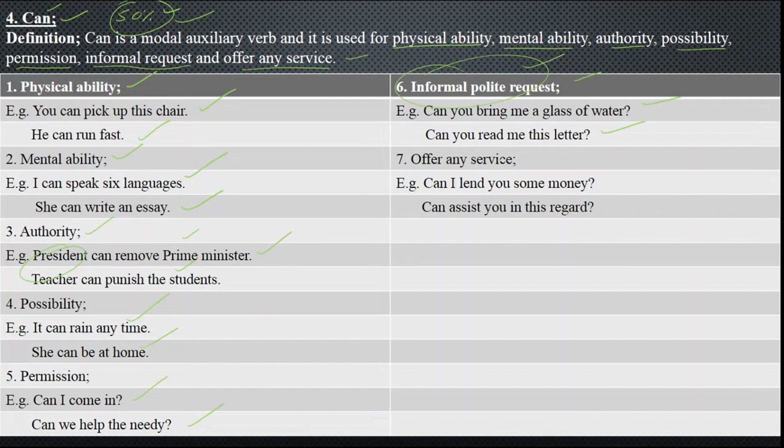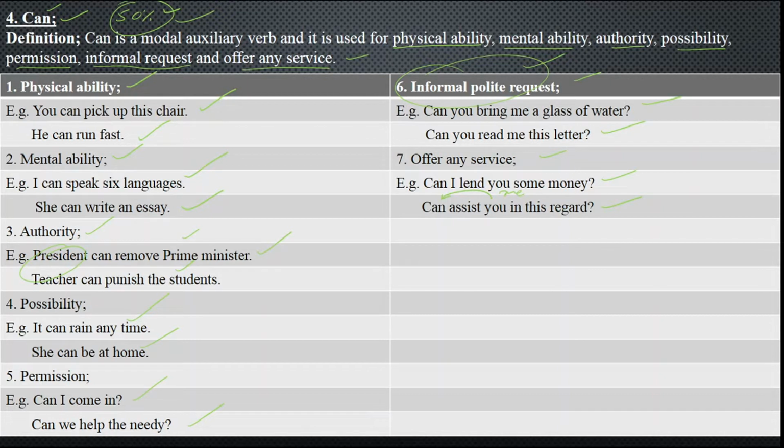And next, the last usage, is offer any service. Can I lend you some money? And can you assist me in this regard? Can you, you comes first. Can you assist me in this regard? So that is known as the service. So hope you got the usages of modal auxiliary verb can.